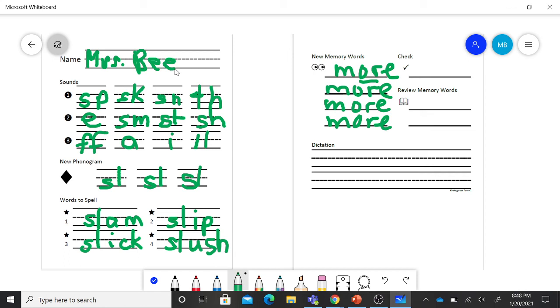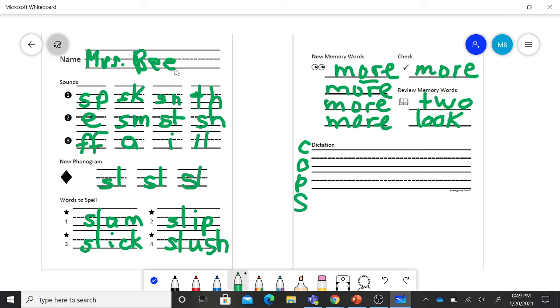Now, cover up what you've written and don't look at my screen, and try to write that in the check mark line on your own. M-O-R-E, more. My review words, the number 2. How do I write the number 2? T-W-O. That's the number 2. And the last one is look. L-O-O-K, look.